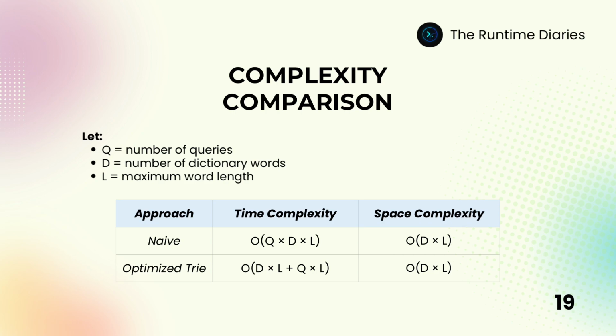Let's use realistic numbers. So D equals 1,000 words, L equals 10 max length, and Q equals 10,000 queries. The naive total gives us 10,000 times 1,000 times 10, which gives us 100 million operations. The optimized total gives us 1,000 times 10 plus 10,000 times 10, which equals 10,000 plus 100,000, which equals 110,000 operations. That's roughly 900 times faster. The trie approach completely changes the game.